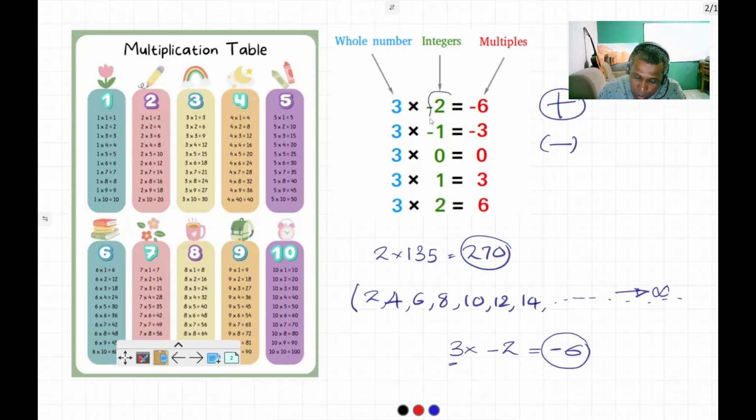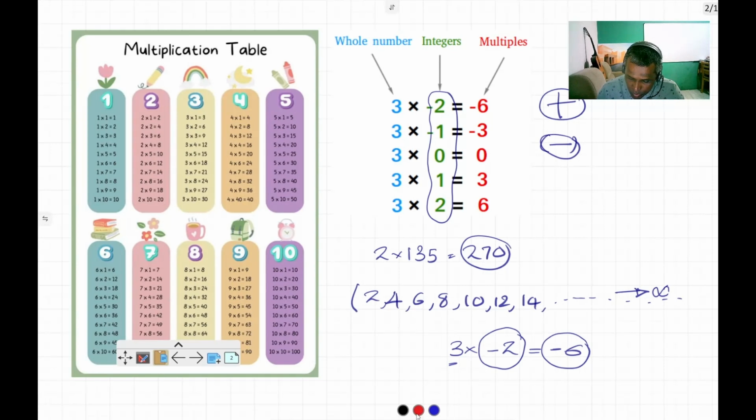We multiply with an integer. That means it can be a positive one, or it can be a negative one. But it cannot be a fraction. It must be multiplied with a whole number, an integer. That means it can be positive or negative. All the multiples are infinite. There are an infinite number of multiples of a number, as well as they are not going to end. They also can be either positive or negative.